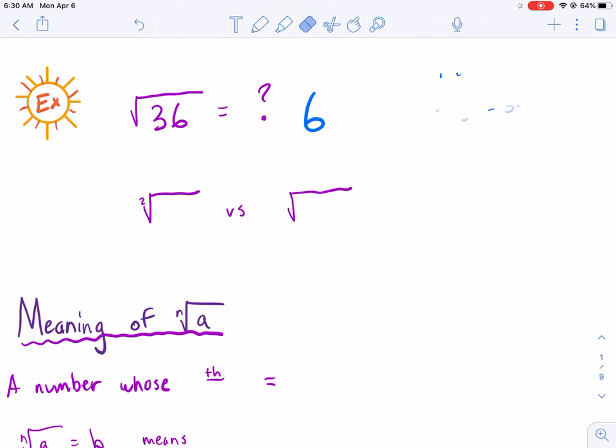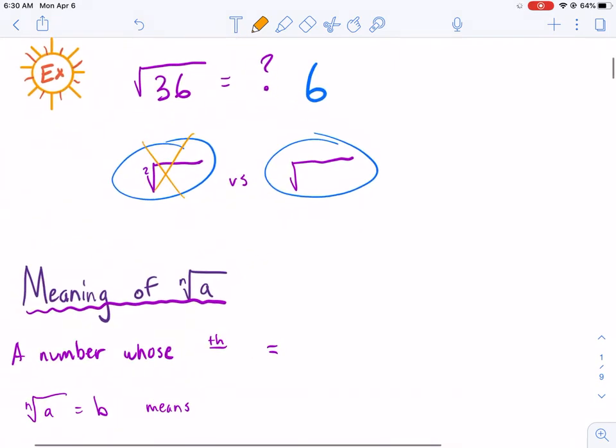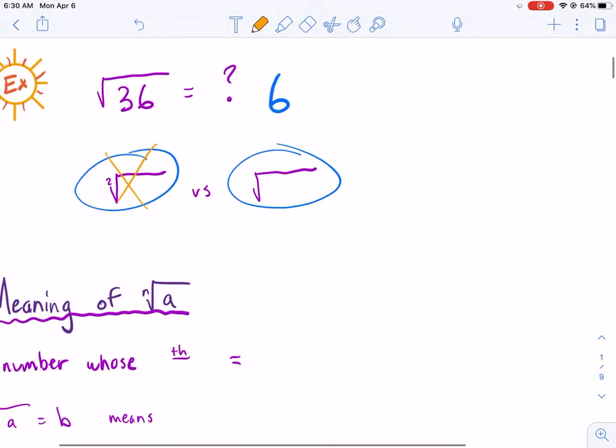So actually, the square root can be written as this or this, but you will almost never see it written this way. Okay, there's an implied 2 right there. So square root means which number times itself twice is the answer underneath the radicand. Underneath the radical, I should say.